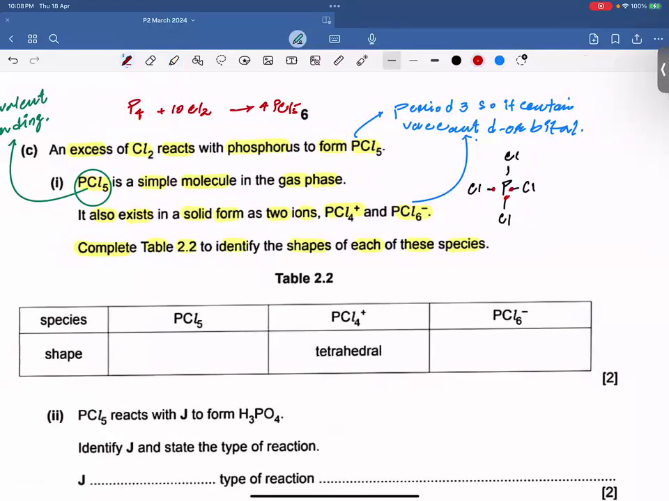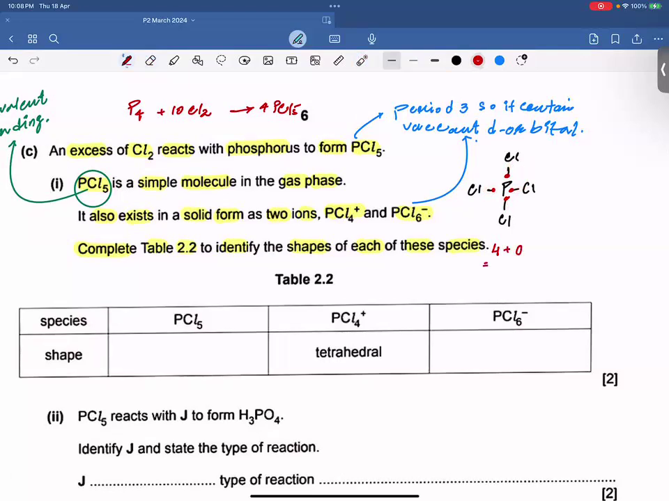1, 2, 3, this electron has been lost. So I need to remove this electron from the diagram. After that, how many single bonds around the phosphorus atom? 4 single bonds around the phosphorus atom. Is there any lone pair around phosphorus? No, there is no lone pair. So if you add these two values, you will get 4.